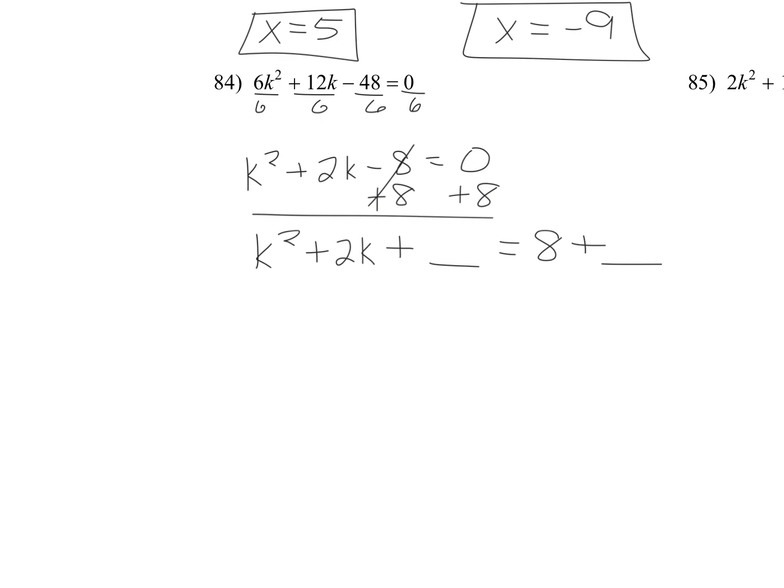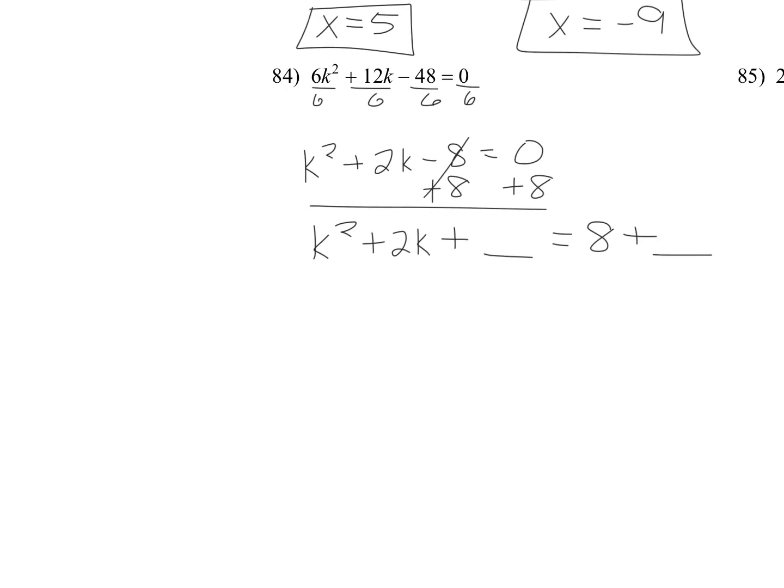Now we want to find our new C. How do I find the new C? 2 divided by 2, which is 1. What do I do with that? Squared, which is 1. So 1 goes into both of our blank spots. Now I factor. What am I going to write on the left side for my factor? Yep, k plus 1 squared. Remember, it's going to be that number. K plus 1 squared equals 9.